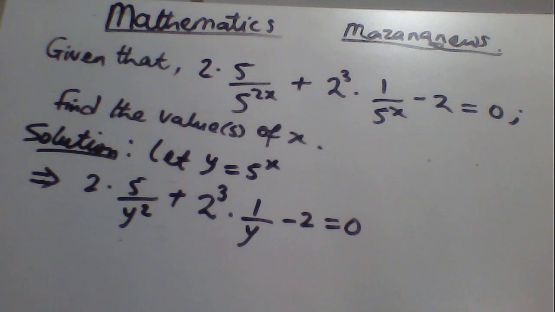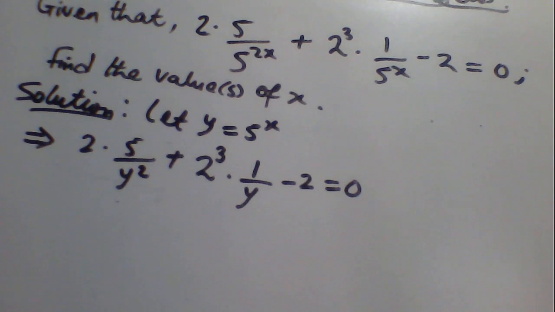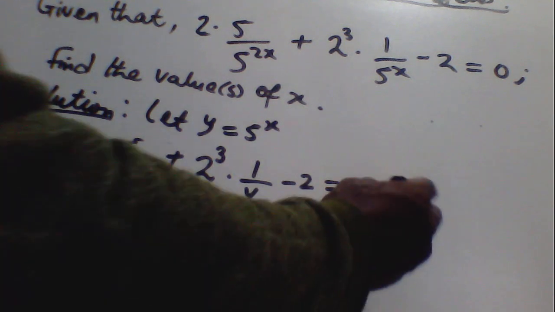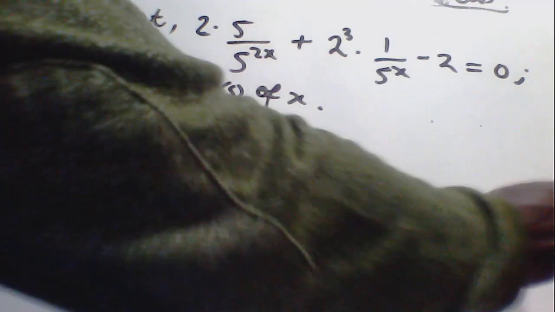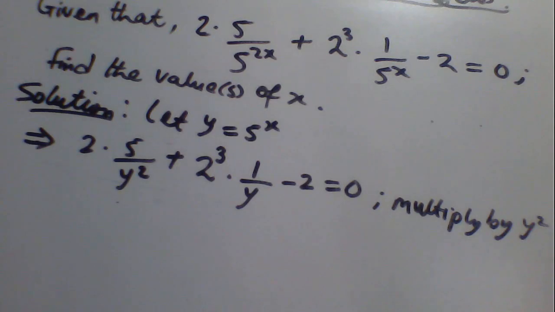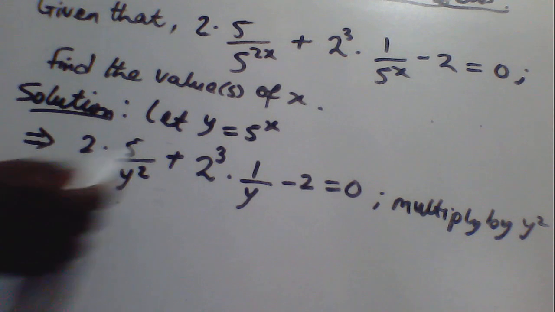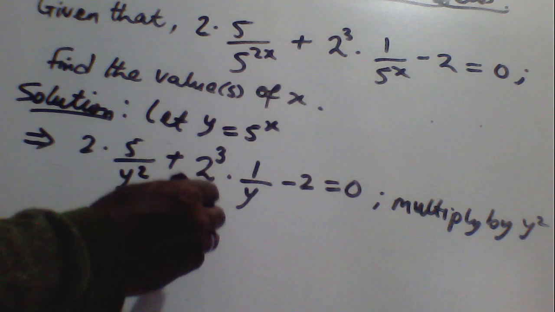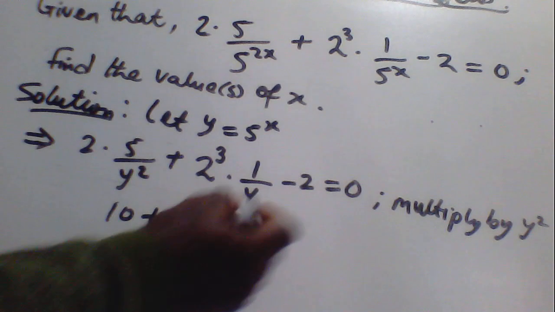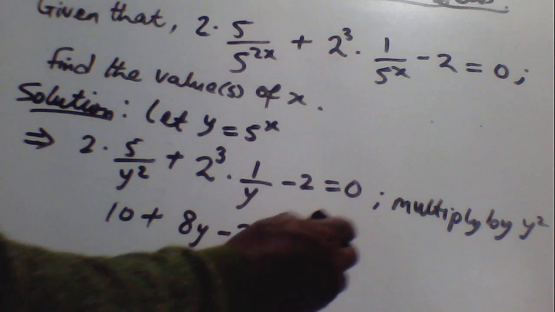The next thing to do is simplify the equation by multiplying by y squared. If you do that, 2 times 5 gives us 10, plus 2 raised to the power 3 is 8, which gives us 8y, because we are multiplying by y squared, minus 2y squared equals 0.